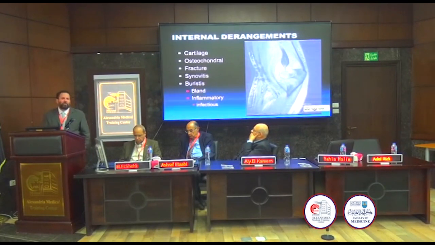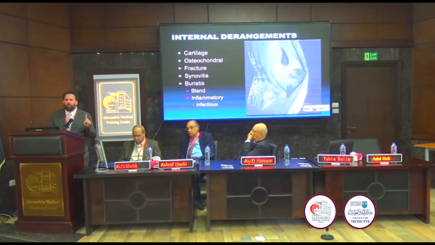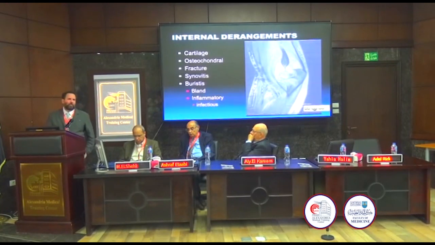So let's begin with internal derangements. But we'll speak about effusions momentarily, because that's the way, when you look at a film, you start looking for an internal derangement. So it's cartilage, or sometimes the bone, or a combination of the two, and the prototype of an internal derangement is joint fluid. Now, how much joint fluid is abnormal?